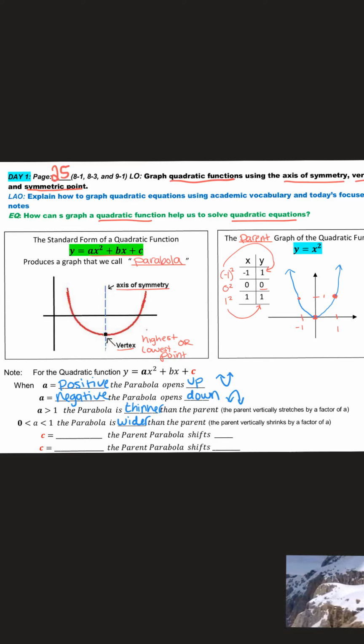And then c, if c is positive, then the parabola is going to shift up. And if c is negative, then the parabola is going to shift down. So let's talk about what all that means in our first example.